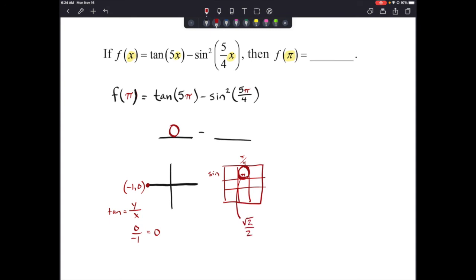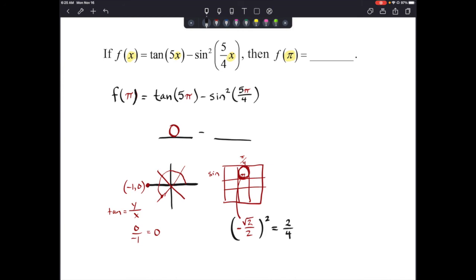Now, 5 pi over 4, when we think about what quadrant that's in, I'm going to draw that on here. We've got 1/4, 2/4, 3/4, 4/4, 5/4. So that's down in the third quadrant, and we know sine is negative down there. So this is a negative radical 2 over 2, and we're going to be squaring it. So we'll take that, and we'll square it. So negative times negative is going to be a positive, and then we have 2 over 4.